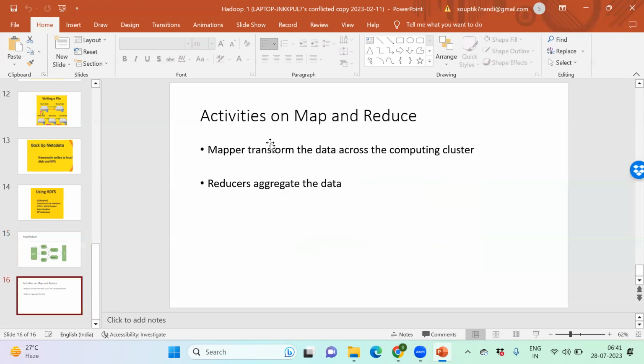Here is an example as well. Activities on map reduce: mappers transform the data across the computing cluster and reducers aggregate the data. So we have both map and reduce, and they should be working in this manner.